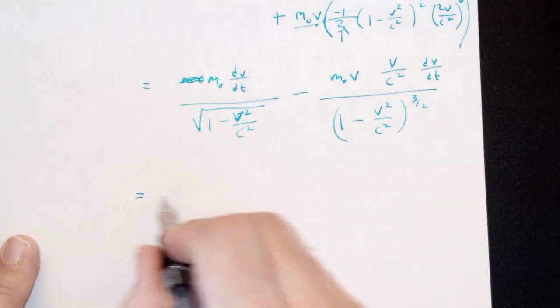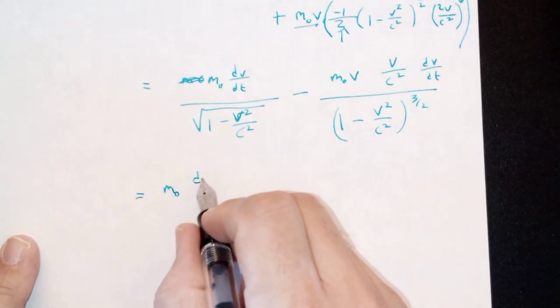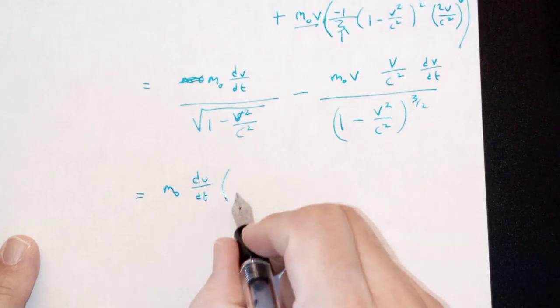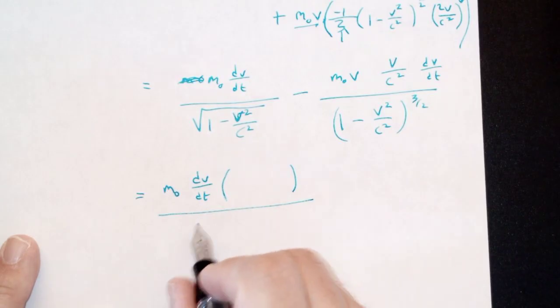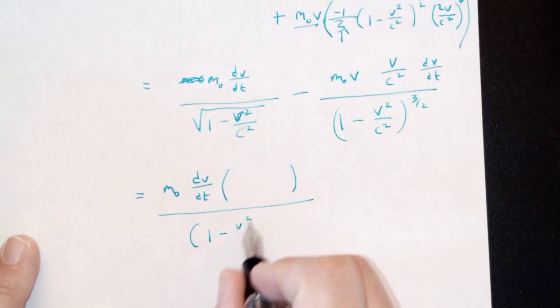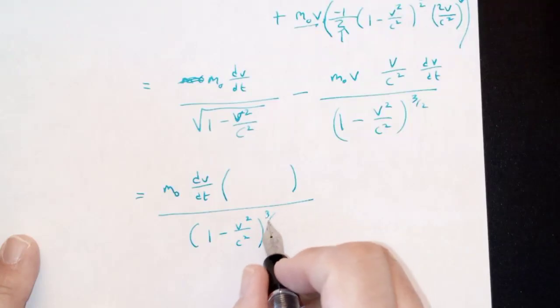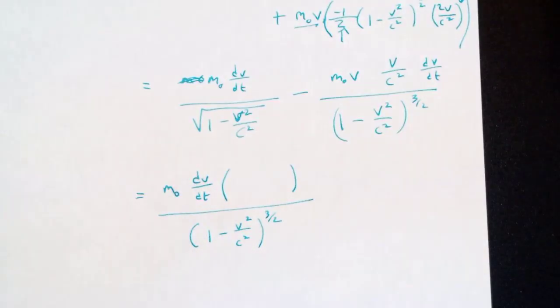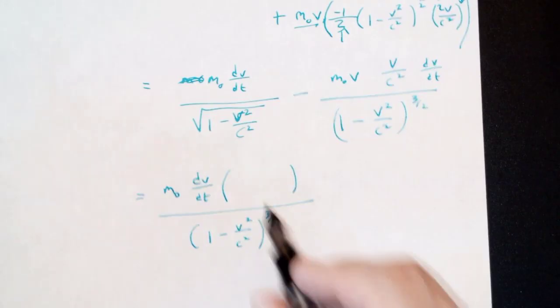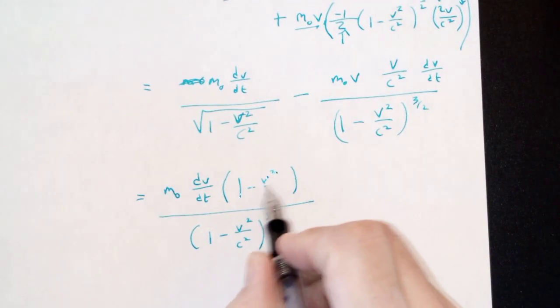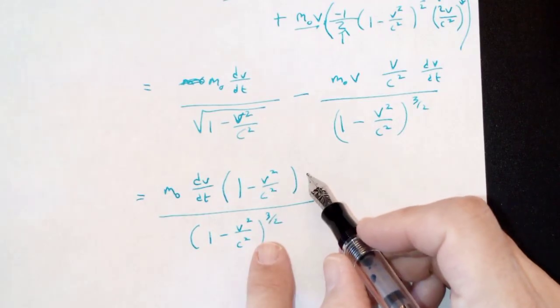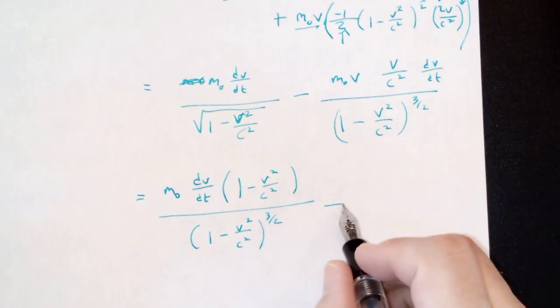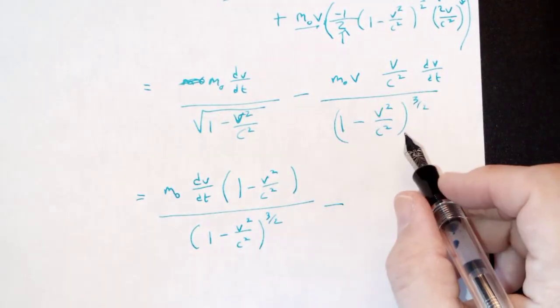So, m0 dv/dt times something. I need this to end up being 1 minus v squared over c squared to the 3 halves. Right now it's to the 1/2. That means I need another whole 1, right? That means I'm going to need one of them up here, to the first power, to the 3 halves power. Minus, now let's look at this part.